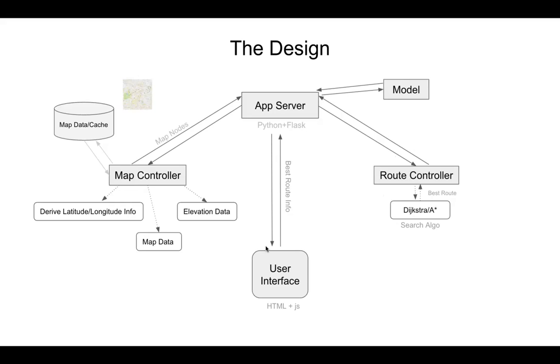This best route metadata, which is received by the app server, is passed on to the front end, which renders the path or the route on the map. This highlighted path can then be used by the user for their needs.